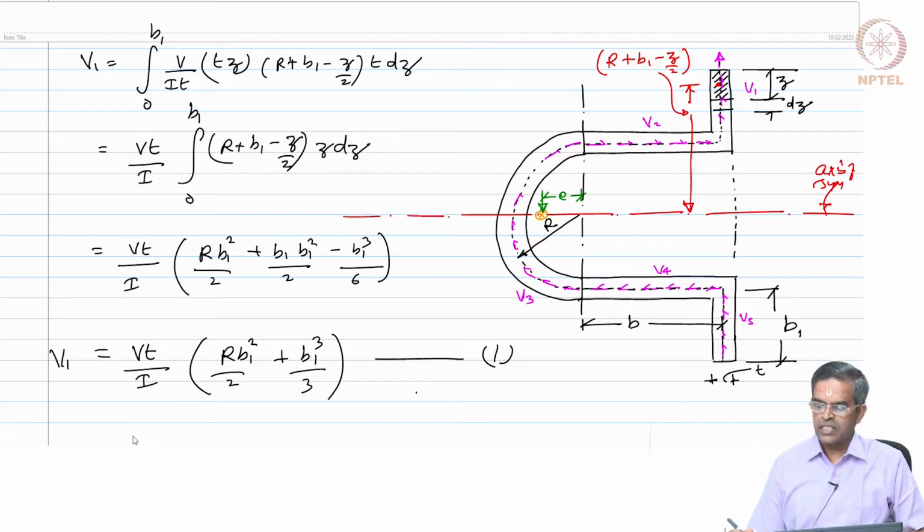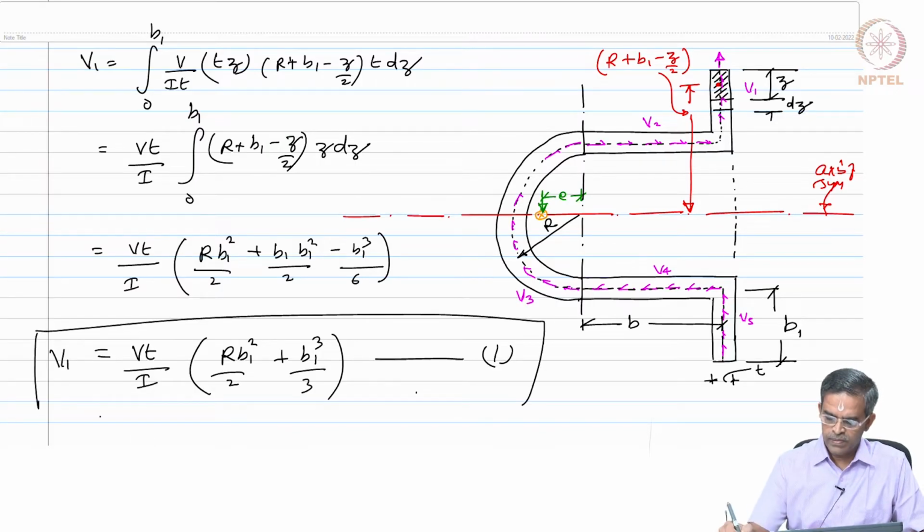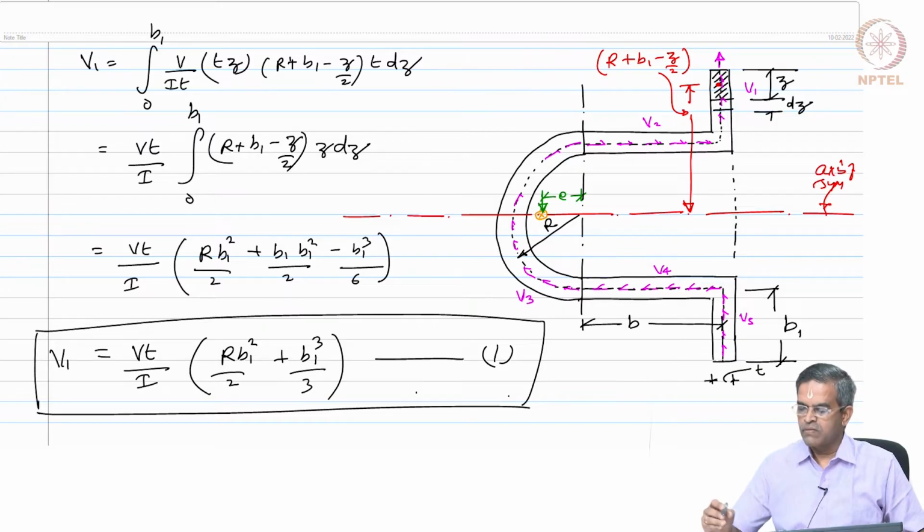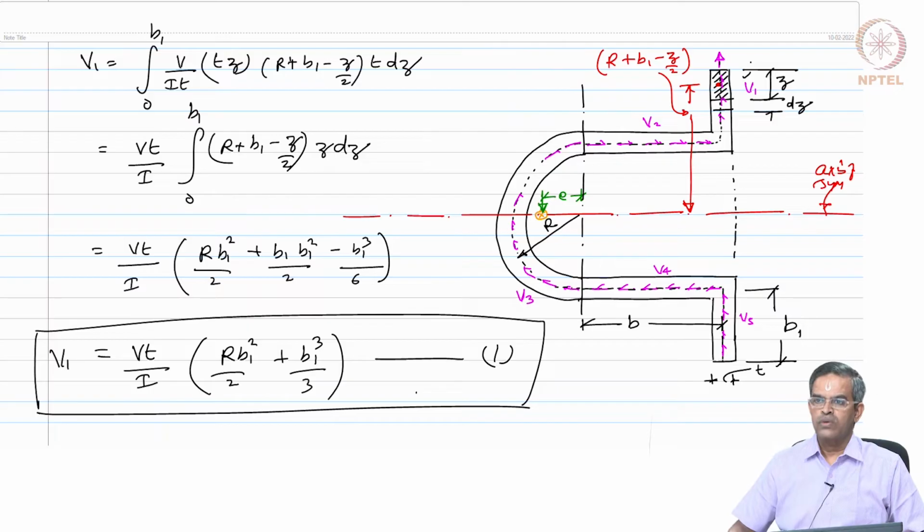So, this was the last expression we had for V1, am I right? We found out V1, which is given by this equation, which is Vt by I or V1 square plus V1 cube by 3. So, that is V1 here. Now, let us try to find out V2.